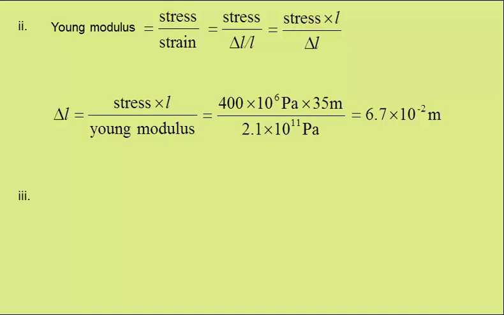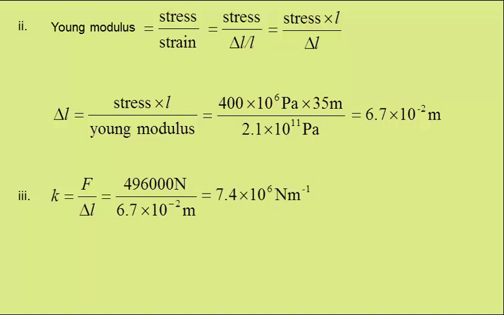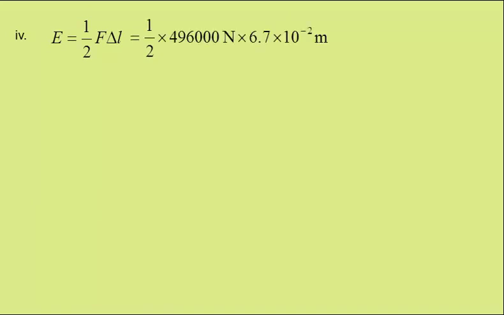In part 3 we're to find the combined stiffness constant K for the two cables. Well, K is force over change in length, so we have the total force over the change in length, and this is 7.4 times 10 to the 6 newtons per meter. In part 4 we're to find the total energy stored in both stretched cables. Well, energy is half times the force times the change in length, so we can put in the values, and we have 1.7 times 10 to the 4 joules.